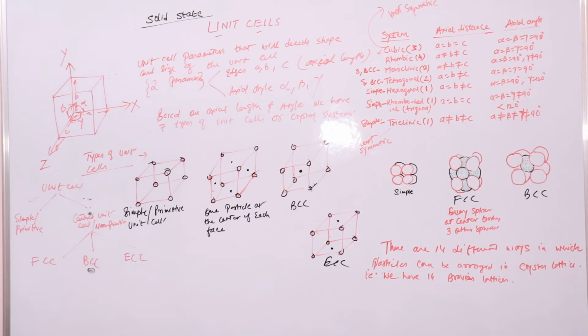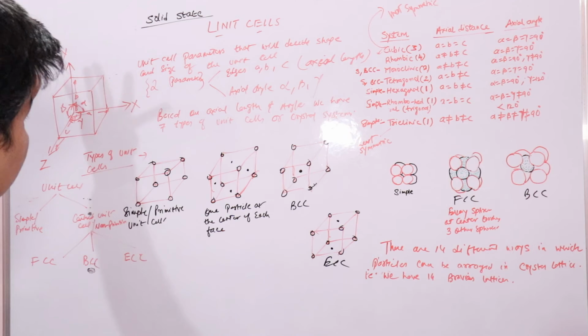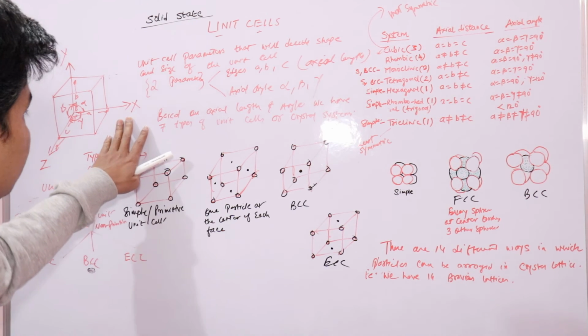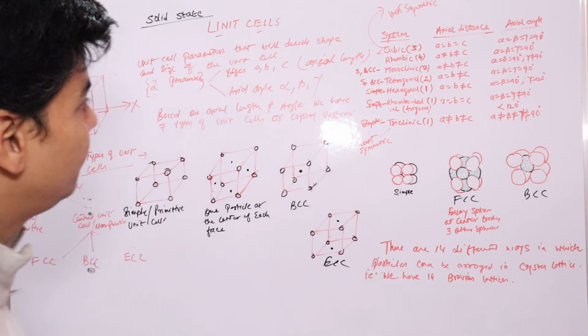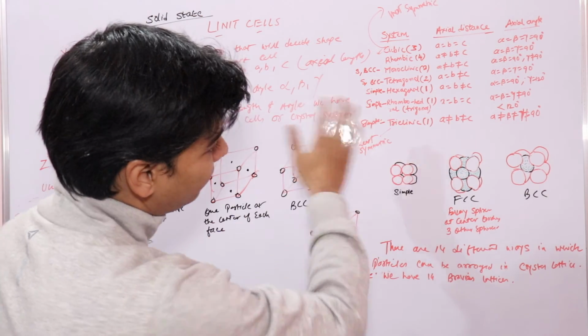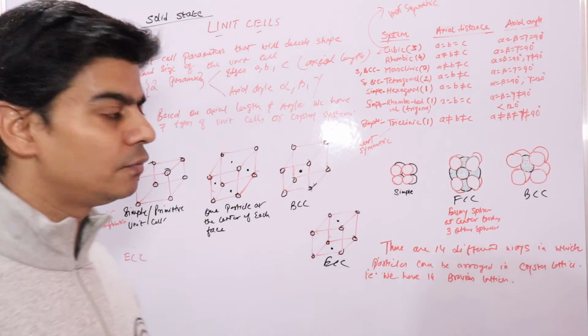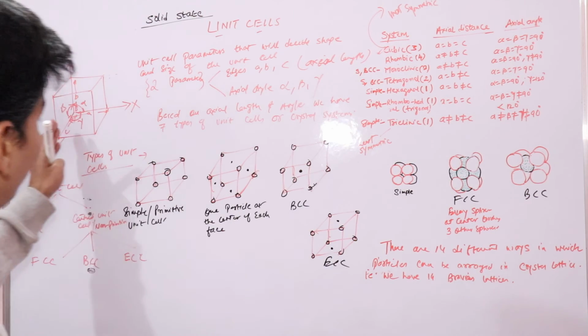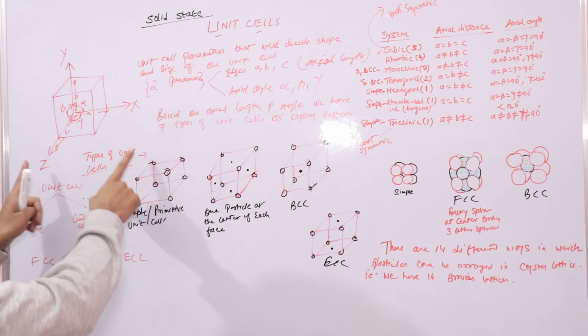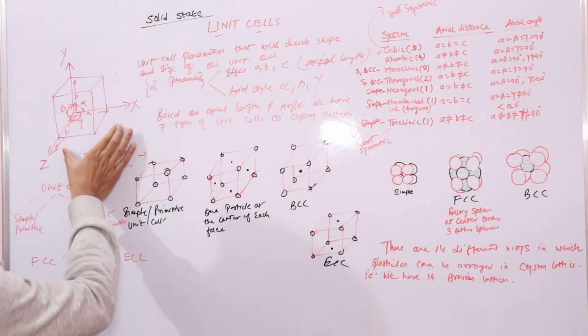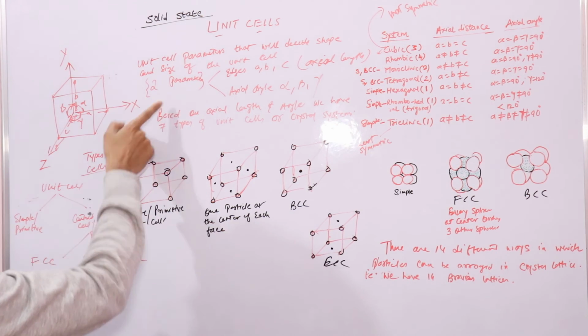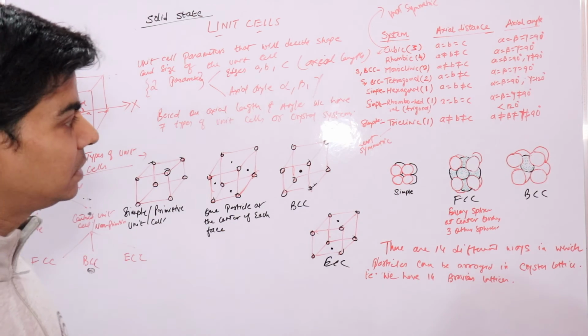So now we are clear. Let's just quickly recap. This is your unit cell. Based on different axial lengths and axial angles, we have these 7 types of unit cells, because if you vary these angles and axial lengths, you get different shapes. We said that the shape and size of unit cells depend on these 2 parameters: axial length and axial angles.